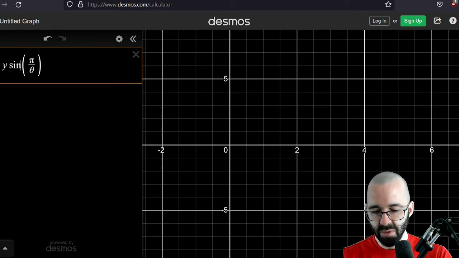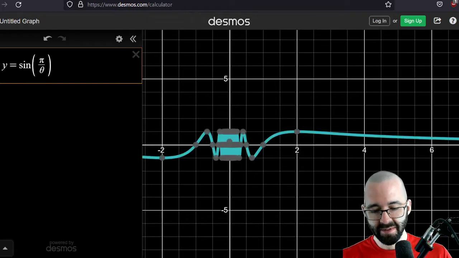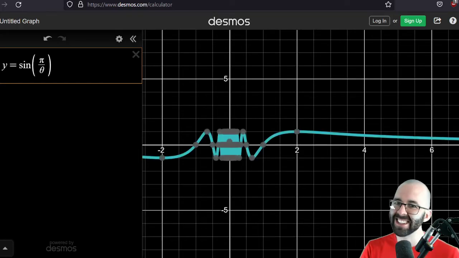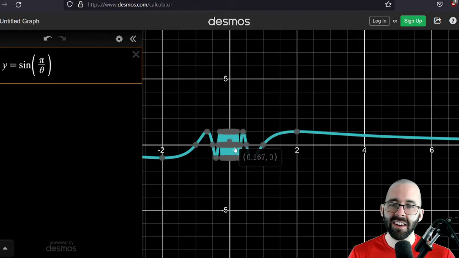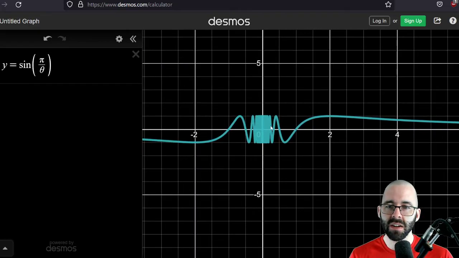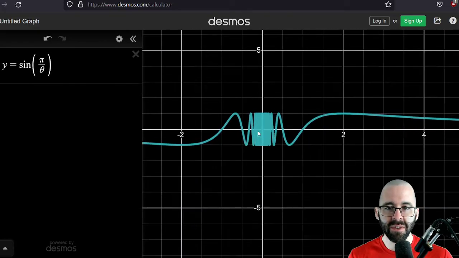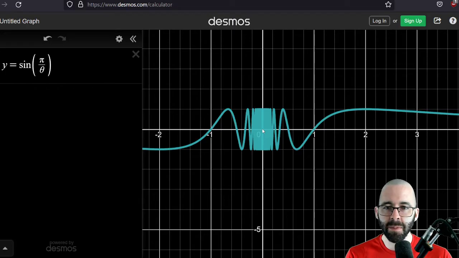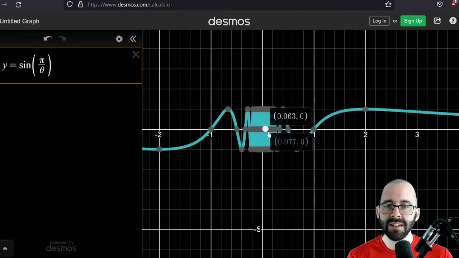All right, maybe it wants an equal sign here. That makes sense. Yeah, we got this. We got this again. So remember, this is the situation from the video. This limit, as theta approaches 0, doesn't exist because the function just keeps oscillating.